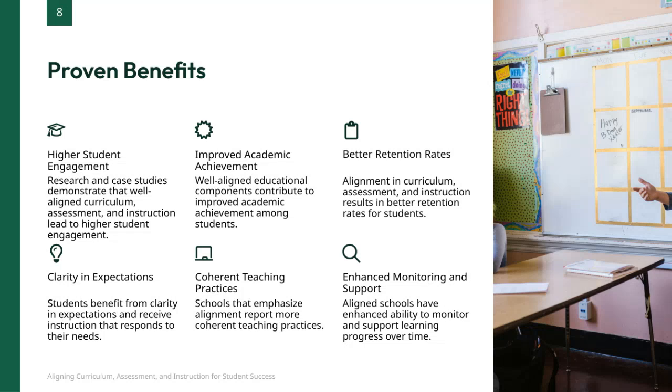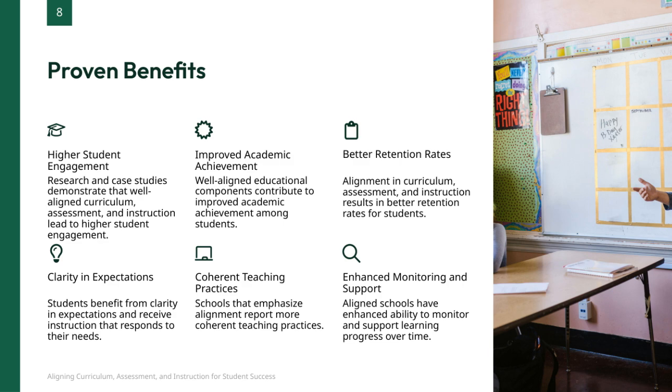When curriculum, assessment, and instruction are well aligned, we see some powerful benefits for students and educators alike. First, this alignment drives higher student engagement because learners are more connected to what they are studying. It also leads to improved academic achievement since everything students encounter is purposeful and supports their learning goals. Another important benefit is better retention rates, meaning students are more likely to stay in school and continue progressing. Clear expectations play a crucial role as well. Students know what is expected of them and receive instruction tailored to their needs.